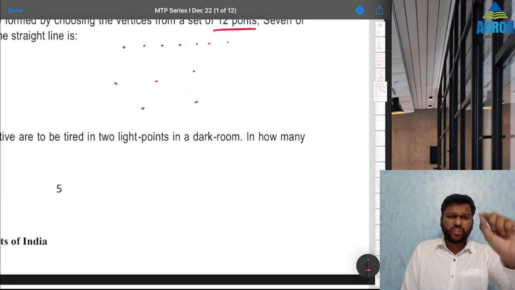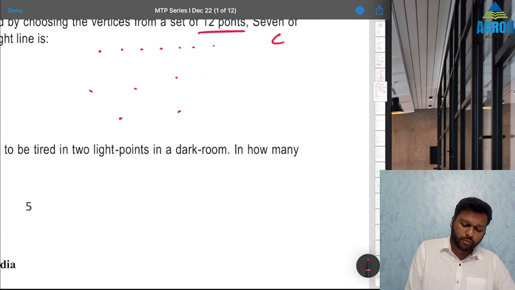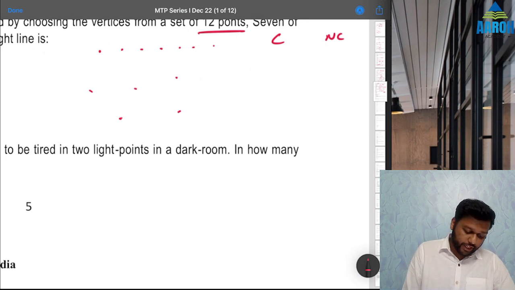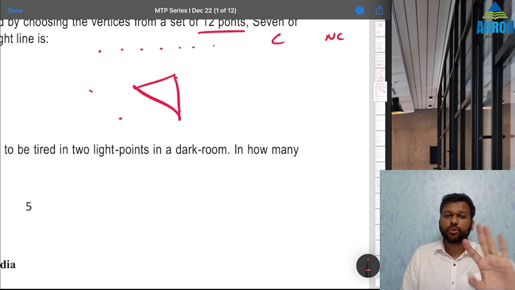So let's see how we can select. There are some collinear points, there are some non-collinear points. How can we form a triangle? First of all, we can form a triangle by taking three non-collinear points, right?